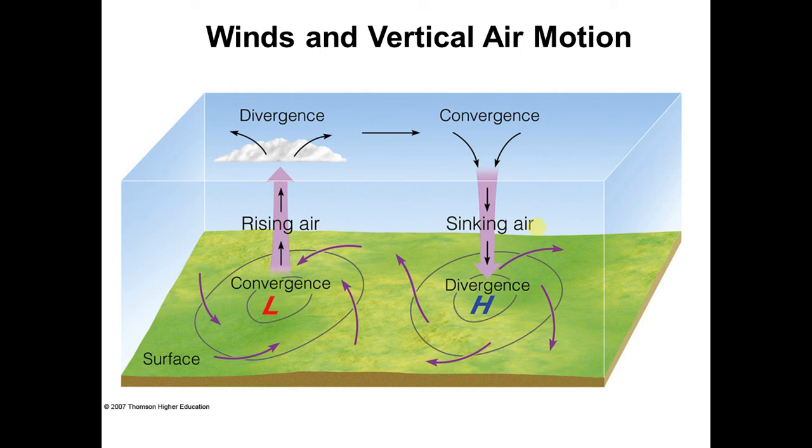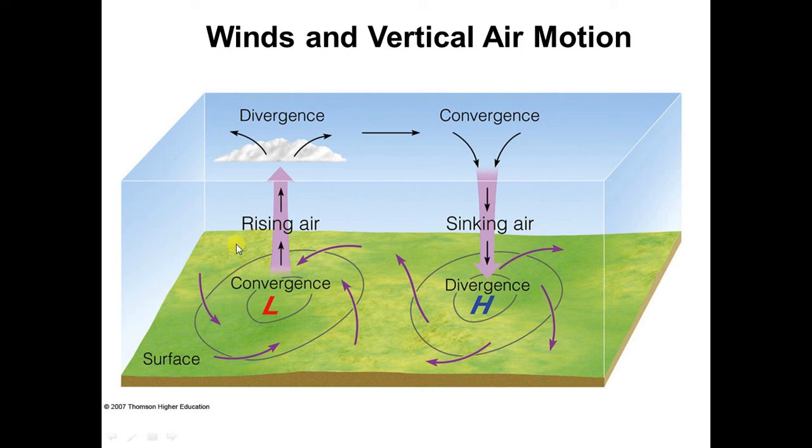By the way, the rate at which air rises above a low or descends above a high is small compared to the horizontal winds that spiral about these systems. Generally, the vertical motions are usually only about several centimeters per second, or perhaps a mile per day, right? Compared to miles to tens of miles per hour for horizontal winds.